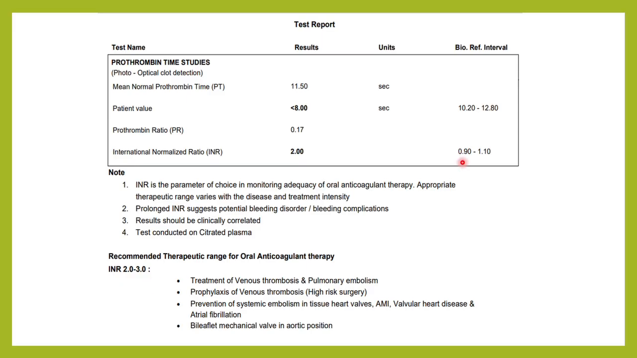Whatever results you get, you have to correlate them clinically, because there are various factors which might give you wrong results also. Many pre-analytical errors, such as the sample not being collected properly in the citrate tube, or the sample being clotted, can all give a false PT. So you have to correlate clinically, and this test is conducted on citrated plasma.